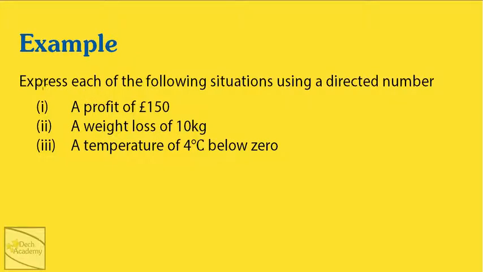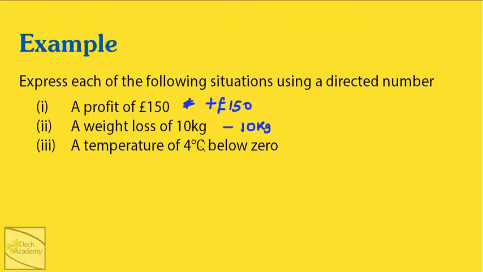So this example says express each of the following situations using a directed number. A profit of £150. Well, a profit means a gain, so that's an increment. So positive plus £150. A weight loss means a loss, a decrement, or a negative sign. Weight loss of 10 kilograms is minus 10 kilograms.